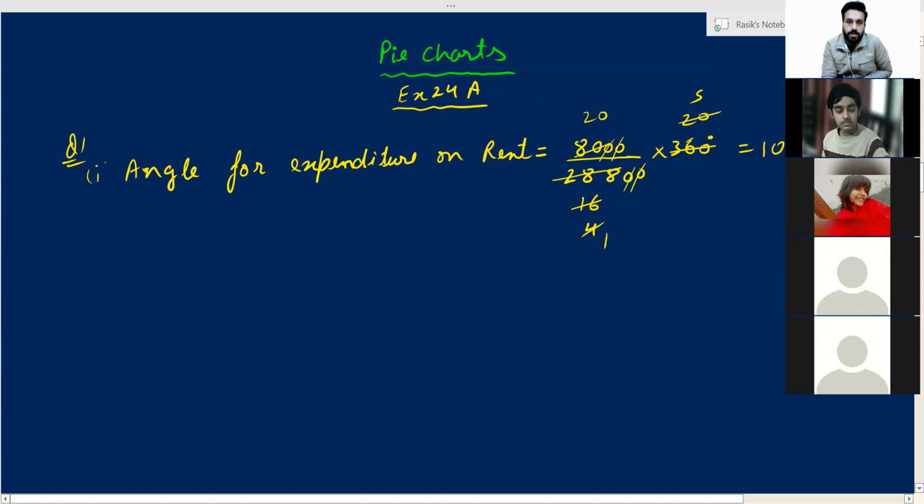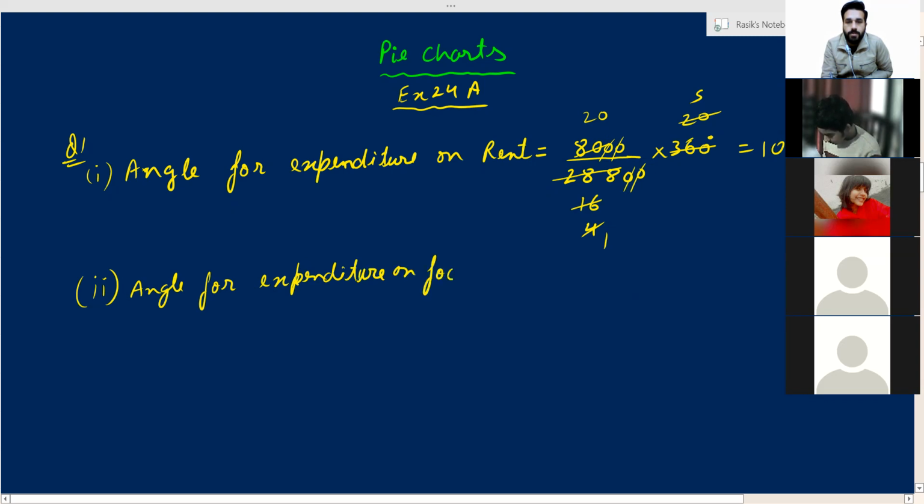So this was the first one. Second one, what is the angle for the second item, on which the money is spent, which is food? Find out the angle for expenditure on food. What is the total money spent on food? 10800 divided by 28800 into 360. First of all, you can cancel out two zeros.